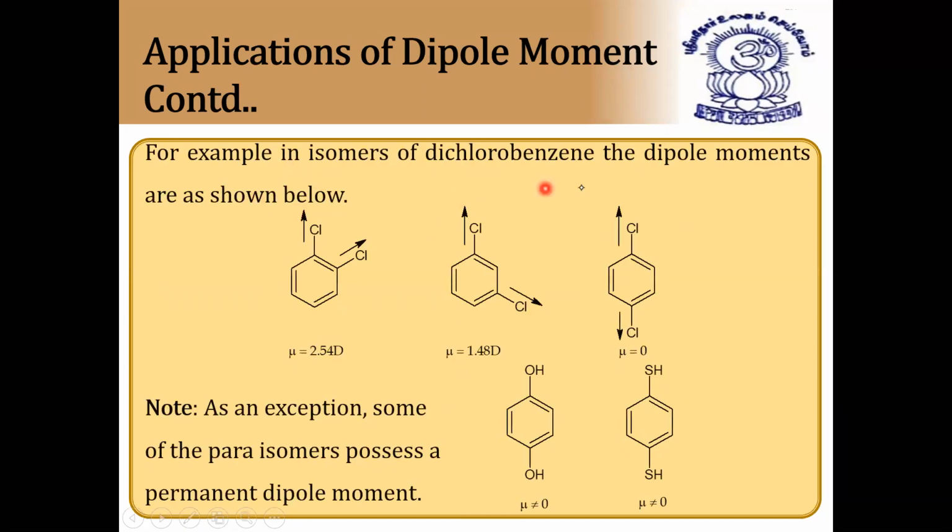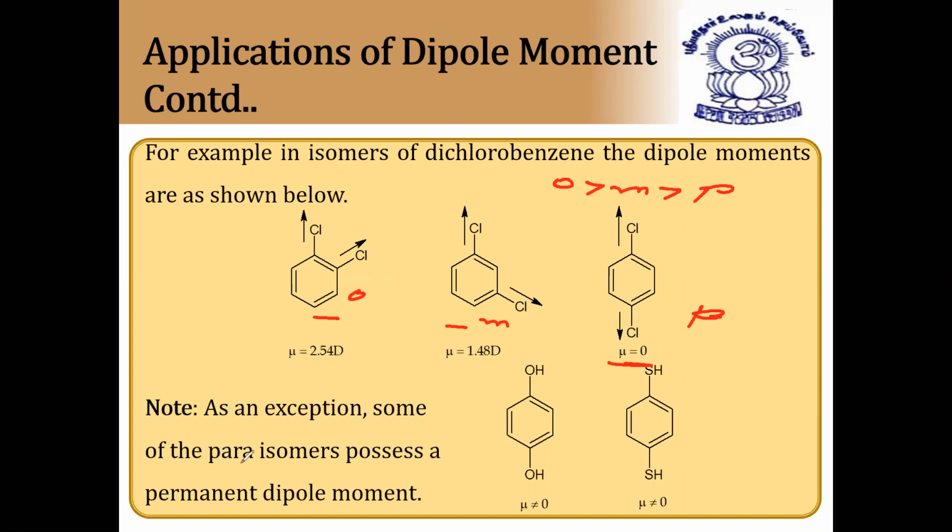In isomers of dichlorobenzene, the dipole moments are as shown below. Chlorine and chlorine at adjacent positions is called the ortho isomer. Then there are the ortho, meta, and para isomers. For the para isomer, mu is equal to 0, and the highest is for ortho. Next is meta. So our order is ortho greater than meta greater than para.